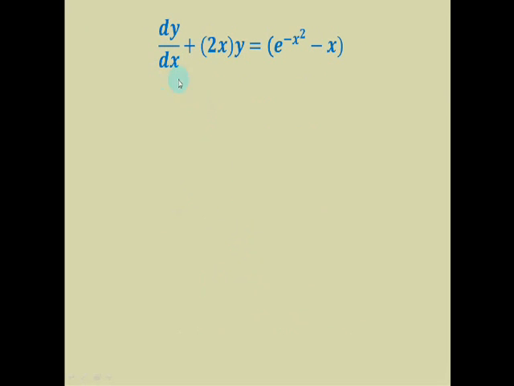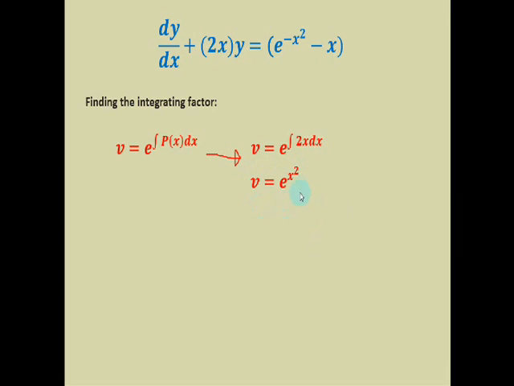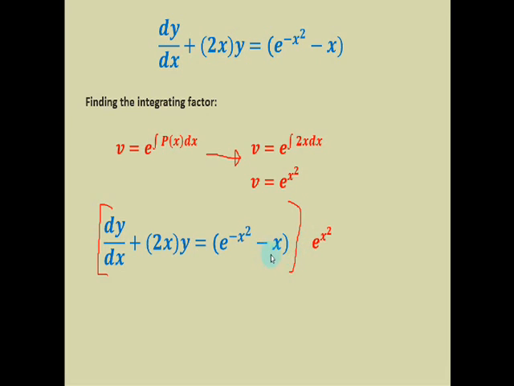Next, we already arrive at this equation. Next is we find the integrating factor. In finding the integrating factor, we use v is equal to e to the integral of p of x dx, where our p of x is just 2x. So the equation becomes v is equal to e to the integral of 2x dx. Integrating this part, we get e to the x squared. So now we have our integrating factor. This integrating factor will be multiplied to this equation. We multiply it like that, and then the equation becomes like this.